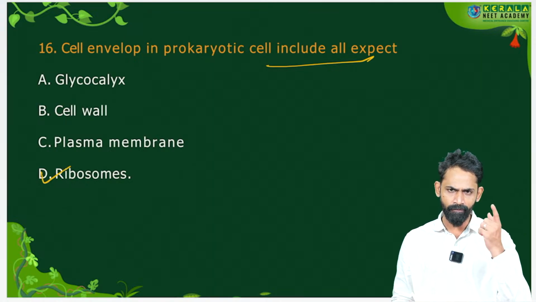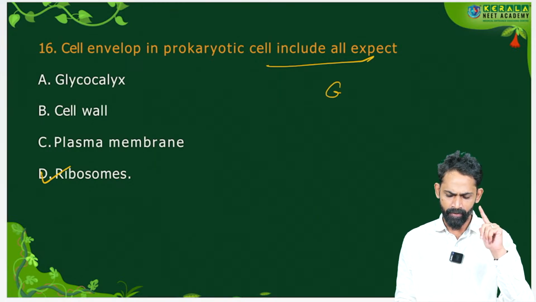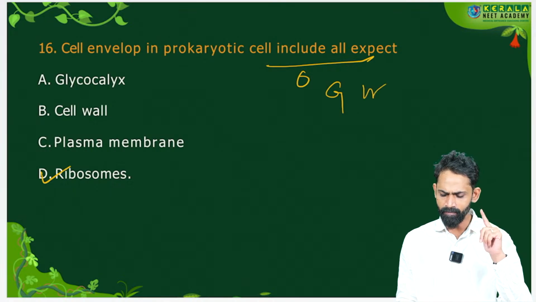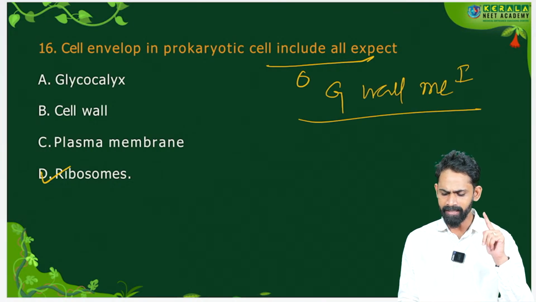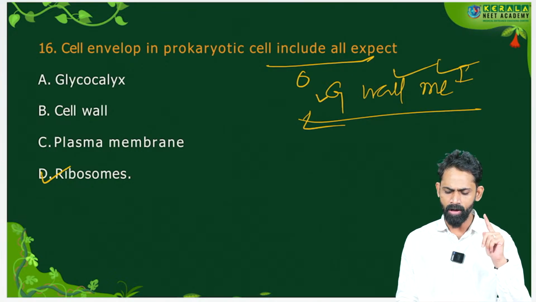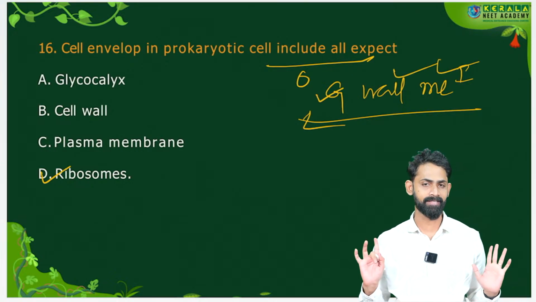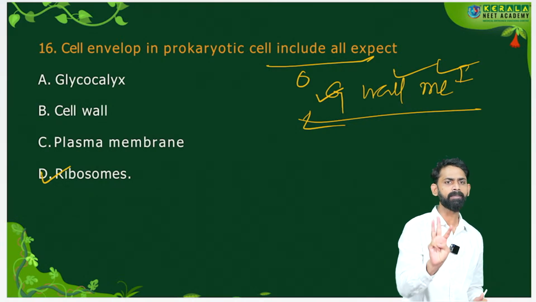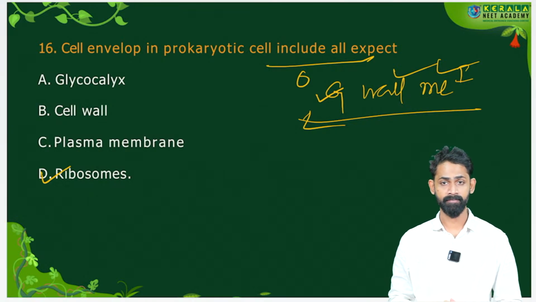Here, that one is from outside to inside. First one is the glycocalyx outside, followed by the cell wall, followed by the cell membrane. If you want to go from the inside, it is cell membrane, cell wall, followed by the glycocalyx. Three layers are present in the cell envelope.